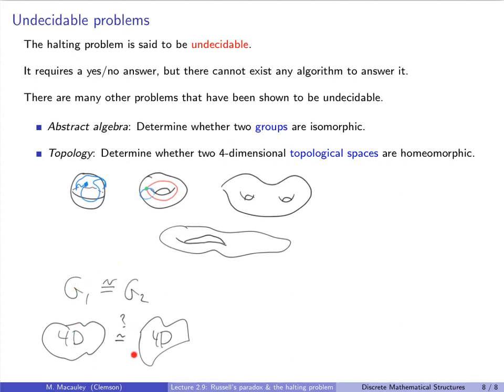So answering this question for topological spaces, four-dimensional spaces, would answer an unprovable or undecidable question about groups, and we know that answering that would answer an undecidable problem, that is, the halting problem. Therefore, it is impossible to classify four-dimensional surfaces. I think that's a really neat result.